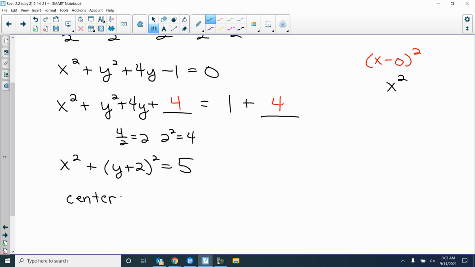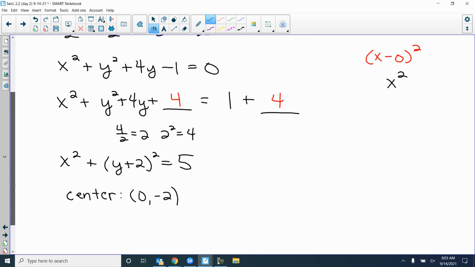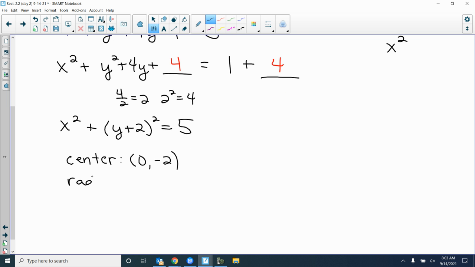Center. All right, center. If it's just an x squared, it's going to be a 0 as that coordinate. This is going to be a negative 2. So it's going to be 0, comma, negative 2. Radius is going to equal square root of 5, radical 5.